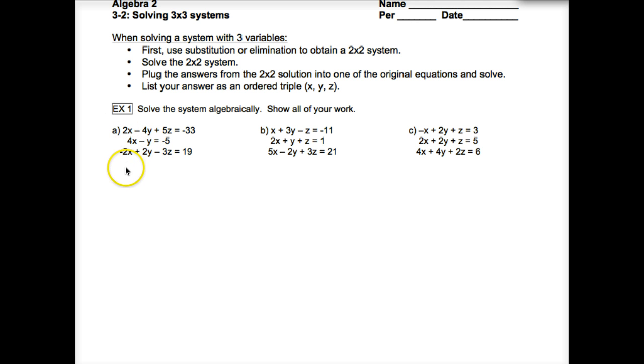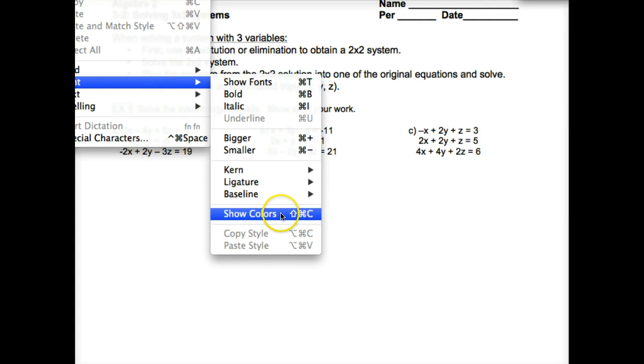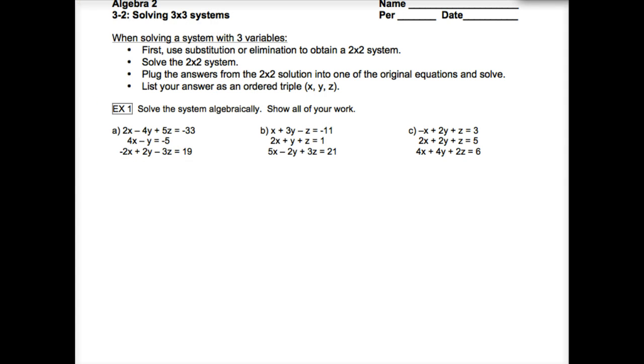On example 1a, the first thing that I notice is that this second equation only has 2 variables already. So if it already has only 2 variables, sorry, I got to show the colors on the font. Otherwise, it won't show up. So this equation right here, it already only has 2 variables. It has just the x and the y. So if I could use my other 2 equations to eliminate the z and have a second equation that only had x and y, I would already be finished with step 1.